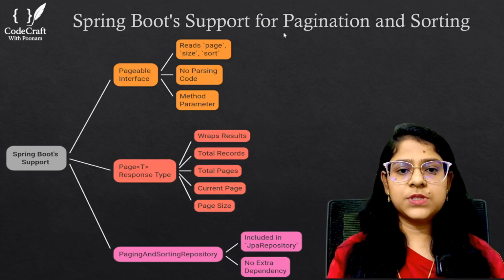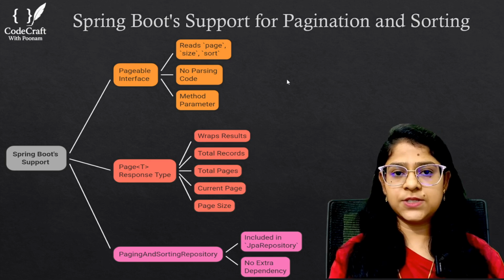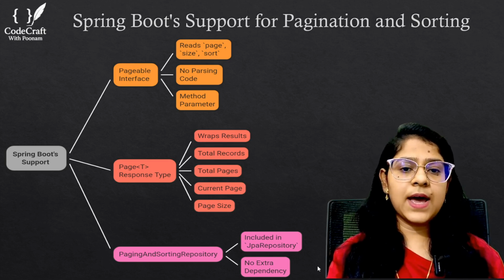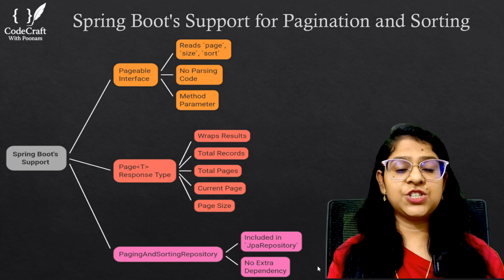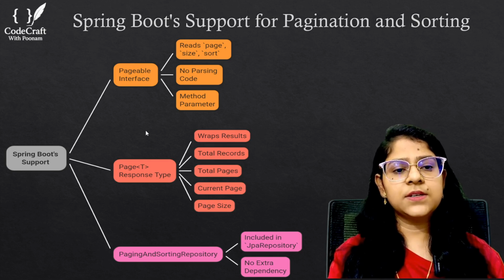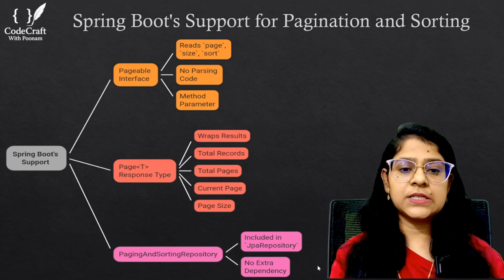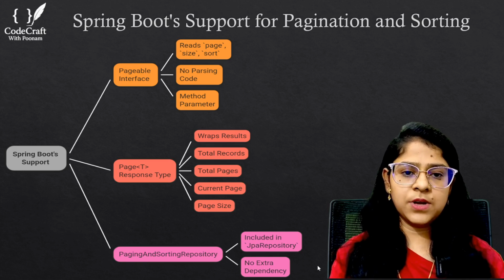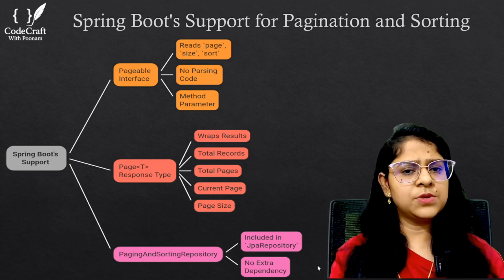Now coming to Spring Boot support for pagination and sorting. Let's see how Spring Boot supports this. Spring Boot has built-in support for pagination and sorting through the Pageable interface, the Page response type, and the paging and sorting repositories. We will see these one by one. Now coming to the Pageable interface. Spring automatically reads page size and sort from the request URL, so you don't write any parsing code yourself. Just add Pageable as a method parameter.